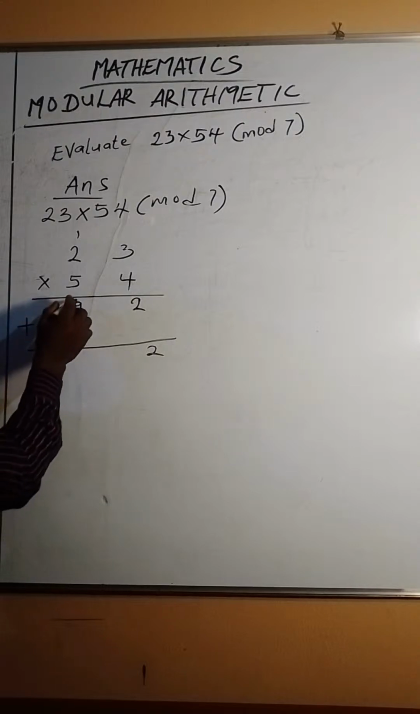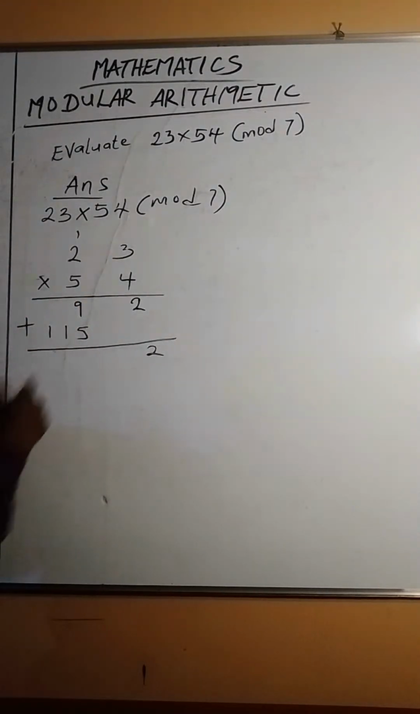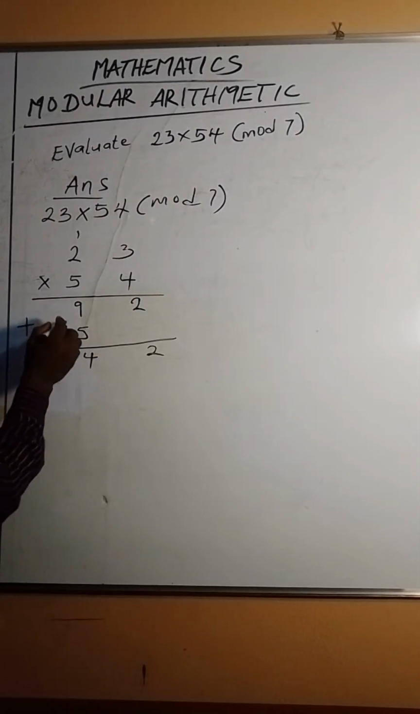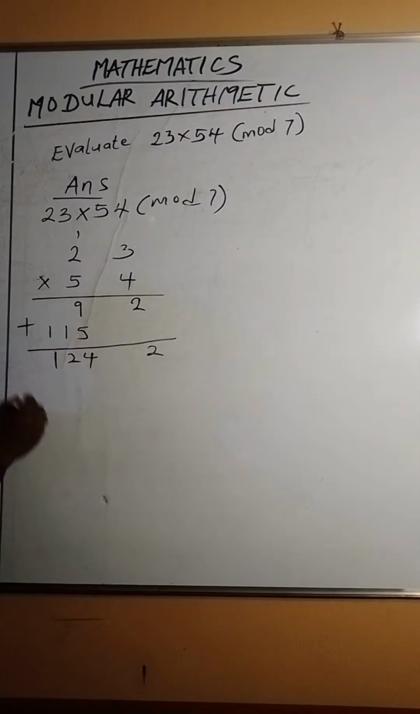So we have 5 plus 9. 5 plus 9 is 14. So write 4, carry 1, put it here, becomes 2. And here we have 1. This is what we have.